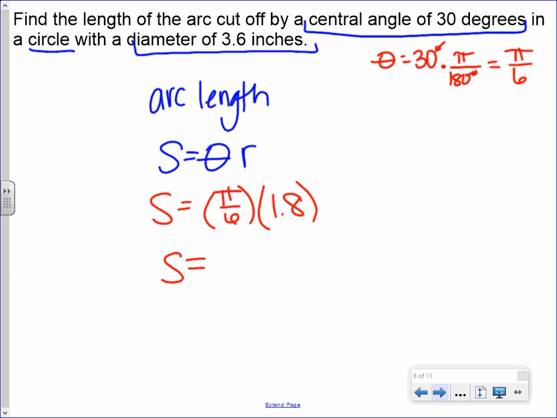Okay? I'll save you some time of having to get your calculators out. If you take pi divided by 6 and multiply that number by 1.8, you would get 0.942. Now, we are talking about the arc length. Okay, a piece of circumference. That is a linear measurement. So whatever the label was for our diameter or radius would be the label we have for our arc length.